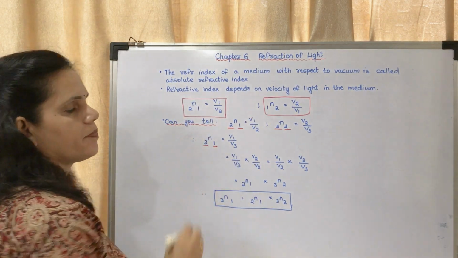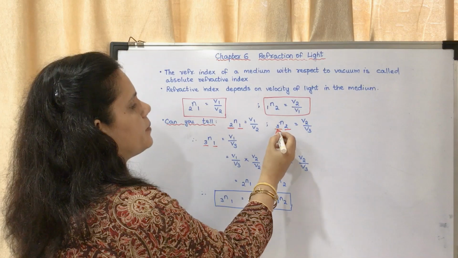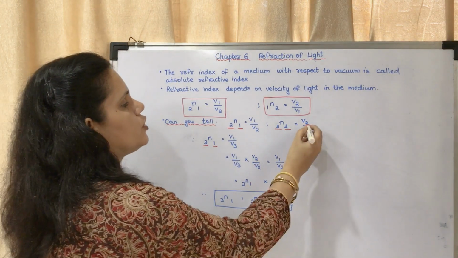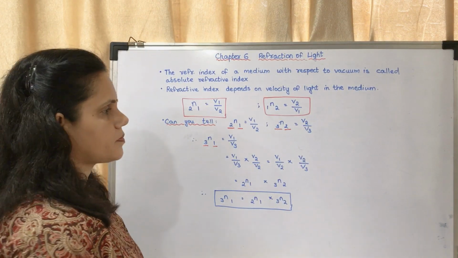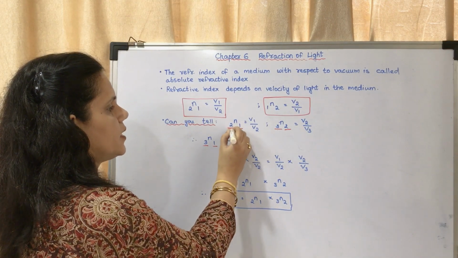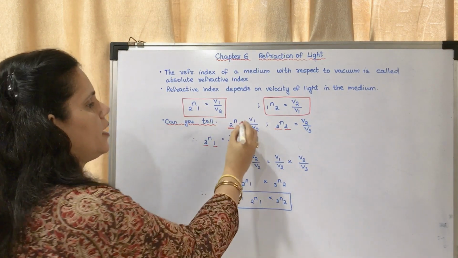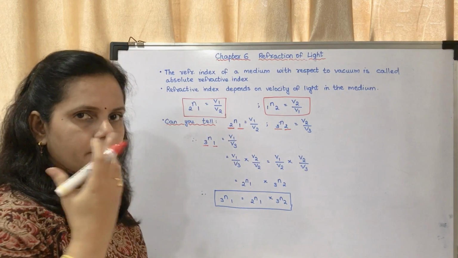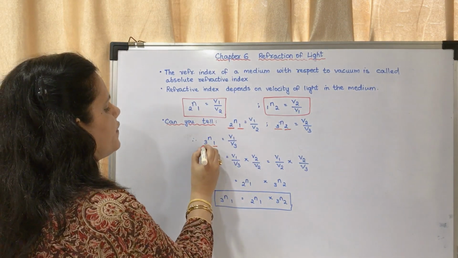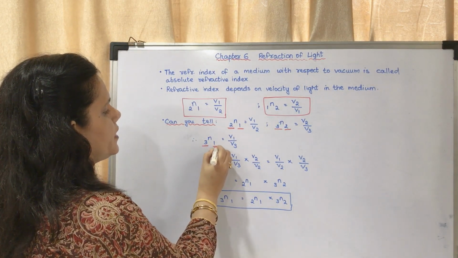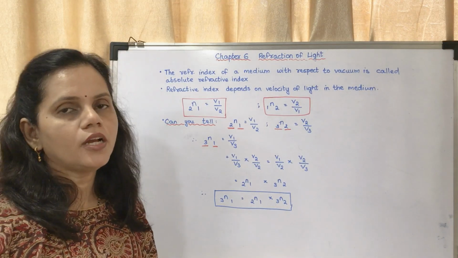You may see here. The third medium with respect to the second is V2 upon V3. You have to write this one below and this one up. You may remember it like that. And the refractive index of the third medium with respect to the first medium will be V1 upon V3.